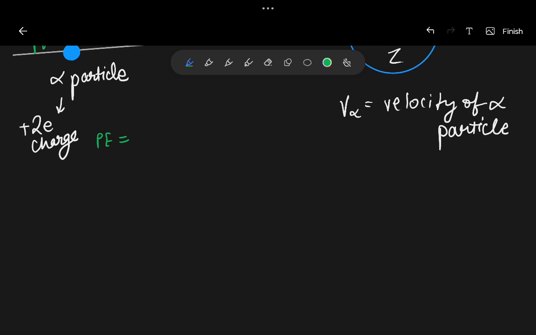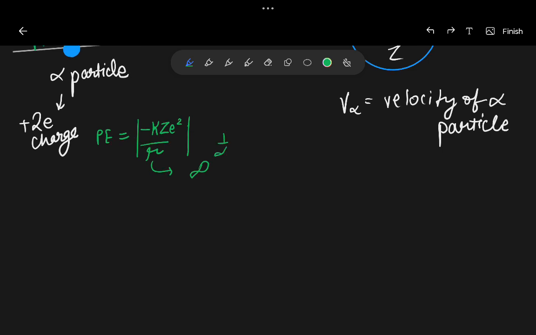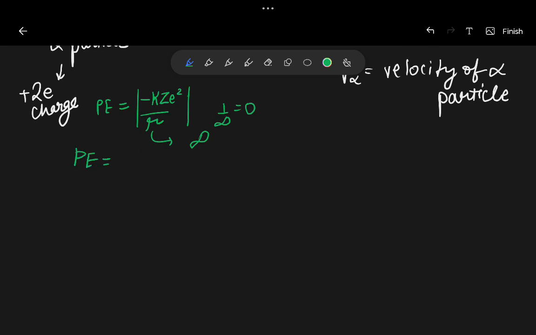Now we know the formula for potential energy. I'm talking about magnitude, that's why I'm putting this modulus. It is k Ze square upon r. Now as r is infinite, in comparison to infinite the above value is nothing. So 1 upon infinite is just 0. You break 1 into infinite parts, it's just approximately equal to 0. So the potential energy's whole value will be 0.